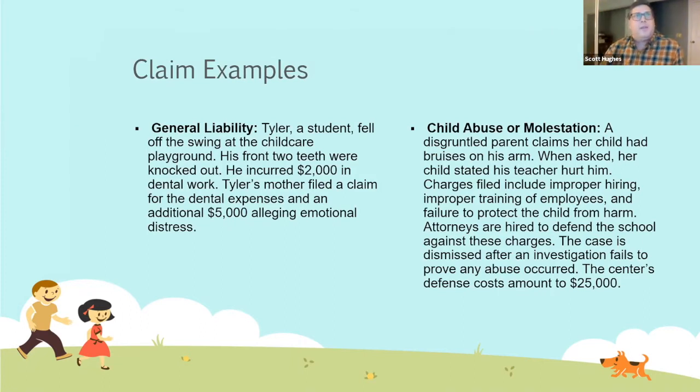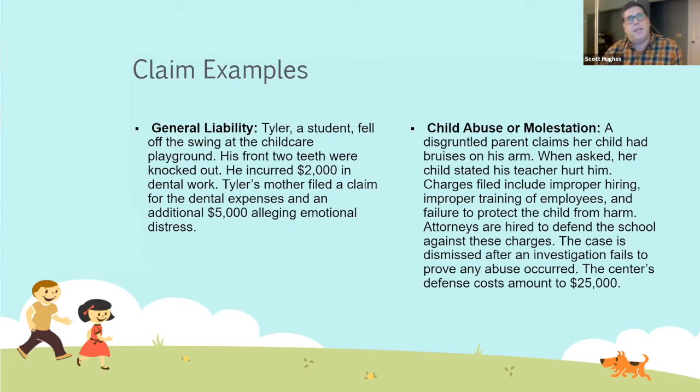This is Tyler, a student who fell off a swing at the playground. This could be on your premises, or it could be at the park down the street where you've taken the kids. His two front teeth were knocked out. He incurred $2,000 in dental work. Tyler's mother filed a claim for the dental expenses, plus an additional $5,000, alleging emotional distress. And that's all coming to you. So whether you're paying that out of your pocket or letting insurance cover it for you, that can be covered under insurance.